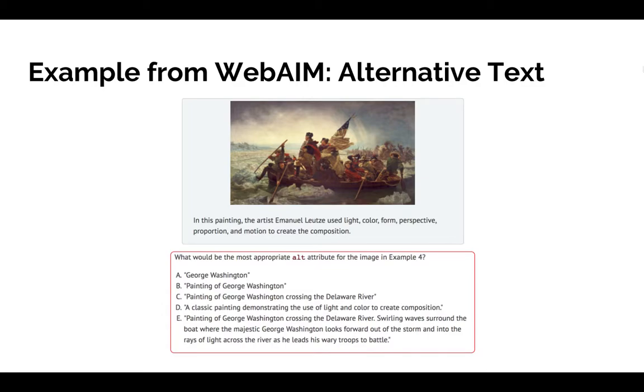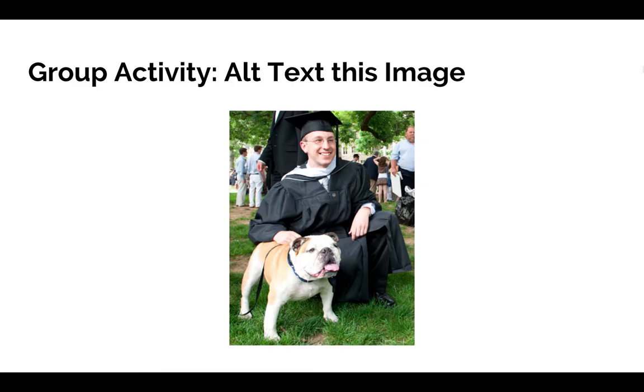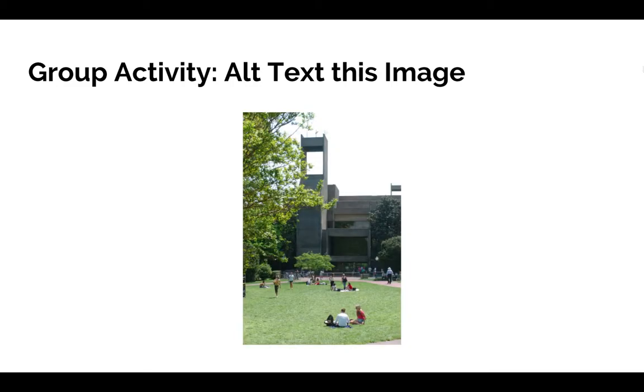Good alternative text for this next image would be "student at graduation smiling next to Jack the Bulldog." And this one could be "Georgetown students enjoying the beautiful day outside of Lounger Library."